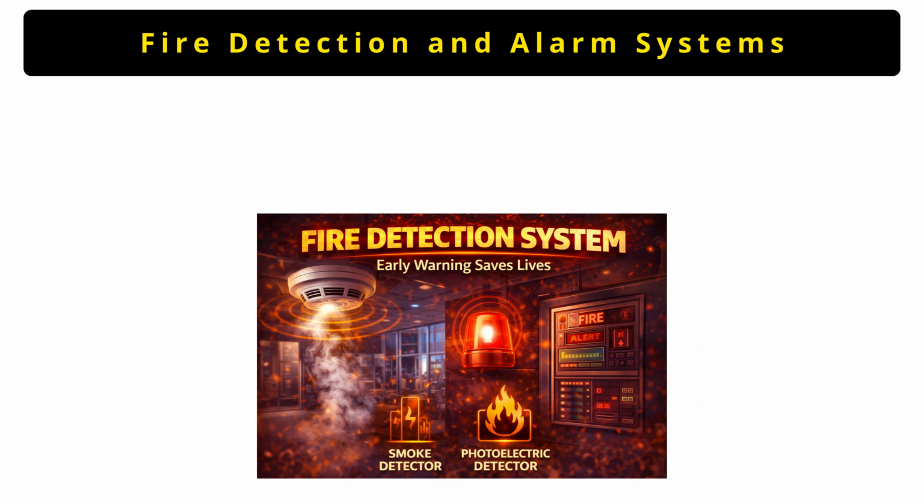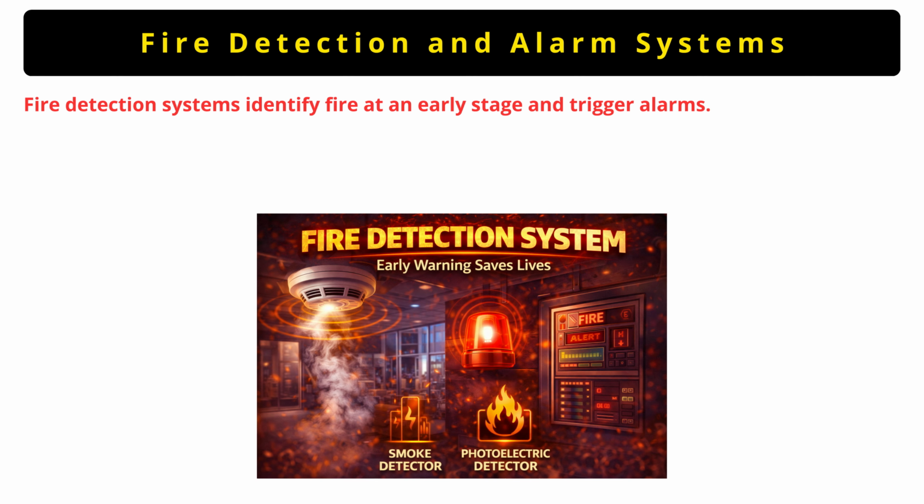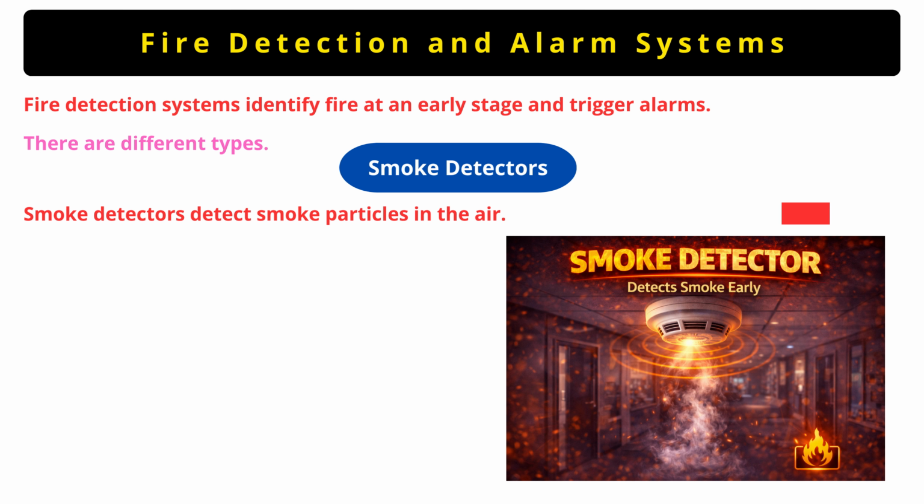Now let's talk about the fire detection and alarm system. Early detection always saves lives. If fire is detected at an early stage, evacuation and control become much easier. Fire detection systems identify fire and trigger alarms. Let's look at different types. The first one is smoke detectors. Smoke detectors detect smoke particles in the air.